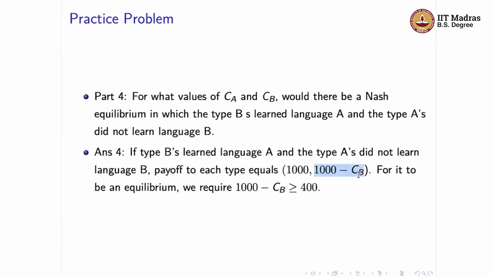And for this to be a Nash equilibrium, we require that 1,000 minus CB has to be greater than or equal to 400, which would have been the payoff for a type B person if they had deviated to not learning language A. Because then he or she would not have been able to speak with 600 more people, but would not have to incur the cost either. So that gives you the answer.